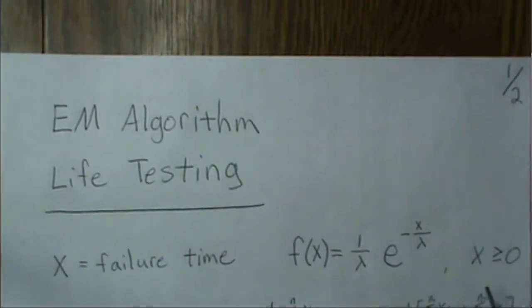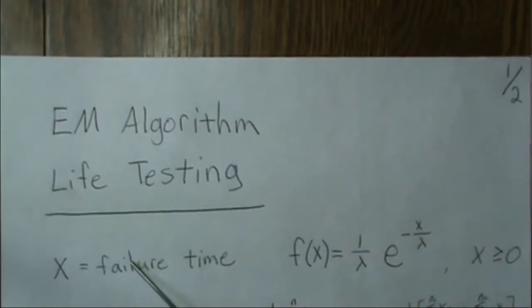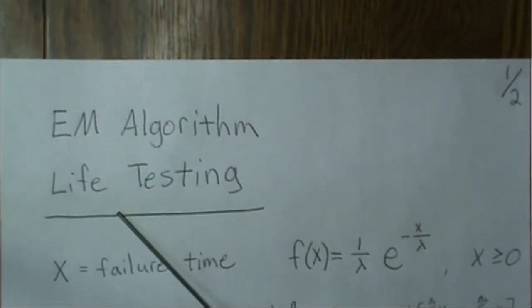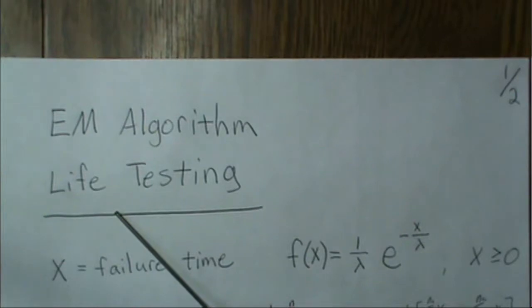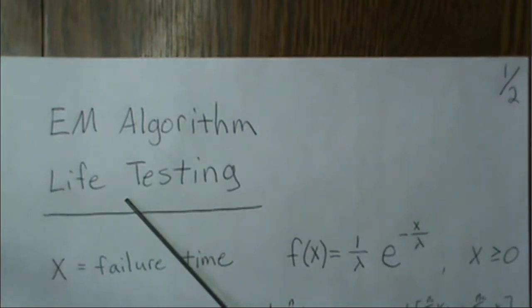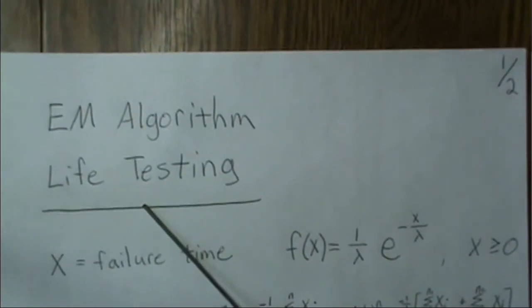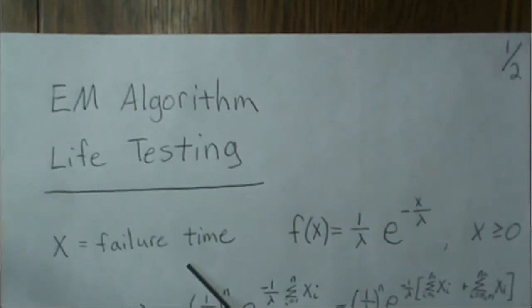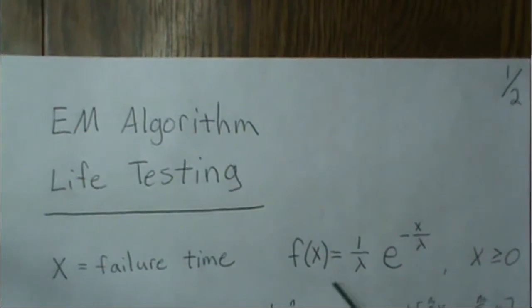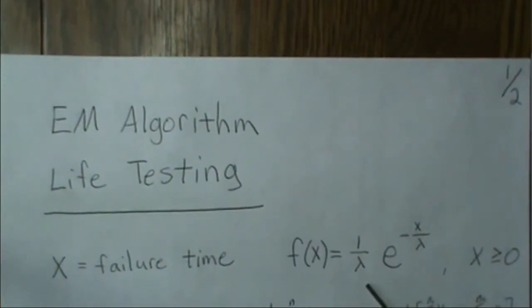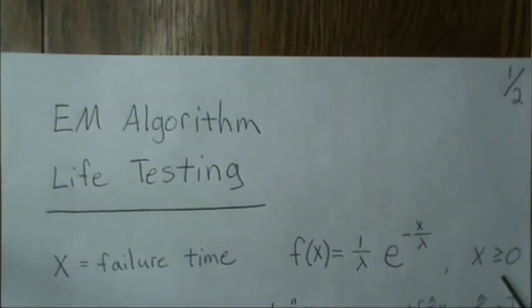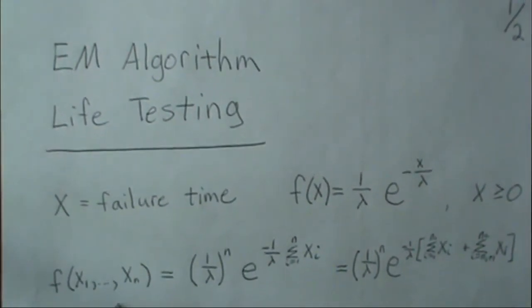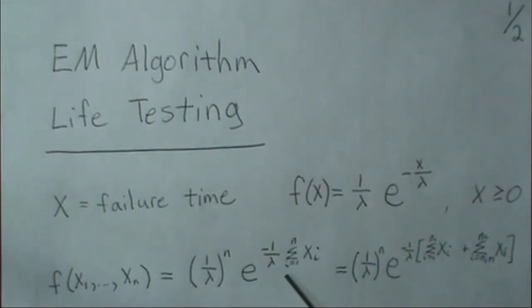Here we're going to look at the EM algorithm in a life testing setting. That's where we're looking at failure times with some of our data right censored. And this is probably the last example I'll do in the EM algorithm. Here we're going to let X be our failure time, and it's going to be exponential, where the times are greater than or equal to 0. The joint density would be this.